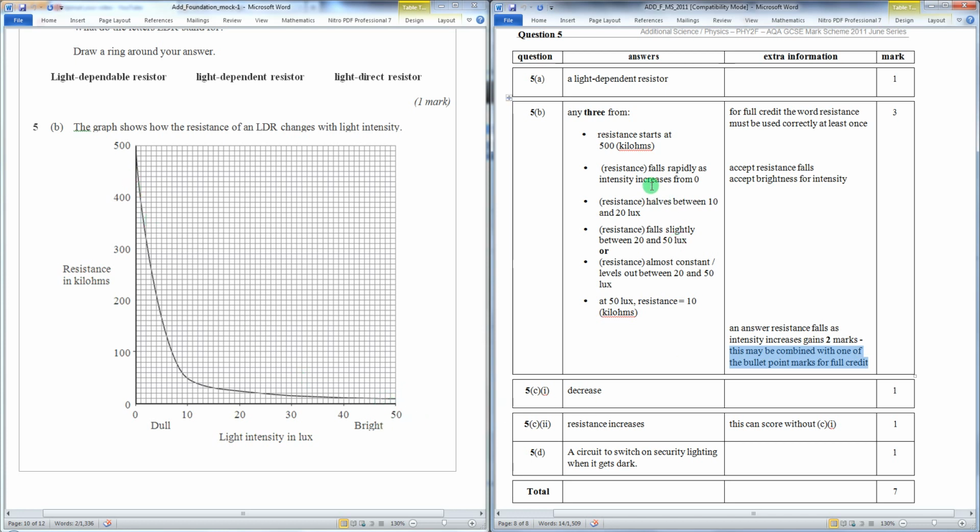And there are several other things here. Resistance falls rapidly as intensity increases from 0. That shows the big drop off to start with. And things like resistance drops very little or levels out between 20 and 50. So more detail than just the decrease.